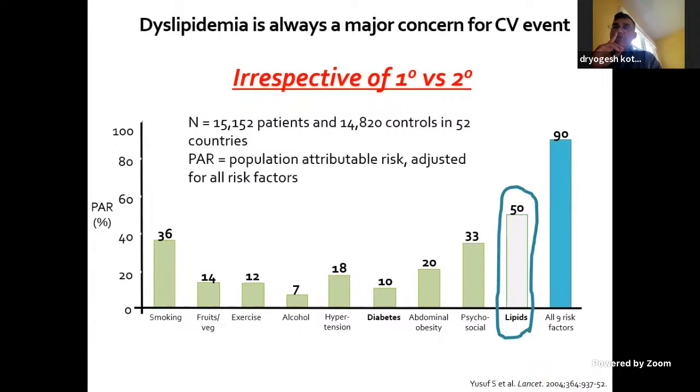Irrespective of primary prevention or secondary prevention, we always know that lipids play a central role. If you look at all the risk factors of atherosclerosis, smoking and dyslipidemia are the two major factors, and together they contribute in a major way. Hence, lipid targets have always been the focus and very important in the management of both primary prevention and secondary prevention of a cardiovascular event. Next slide.